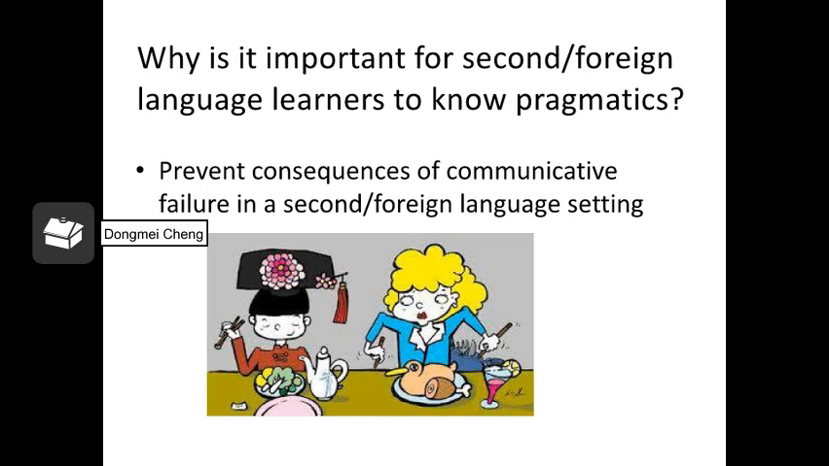So why should we teach pragmatics? And why is it important for second or foreign language learners to know pragmatics? Well, I already said earlier that pragmatics is a relatively under-focused area in language teaching. But does this mean learners have less need to learn about pragmatics? The answer is no, because language learners all have the need to learn about pragmatics.